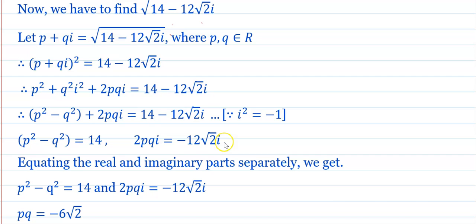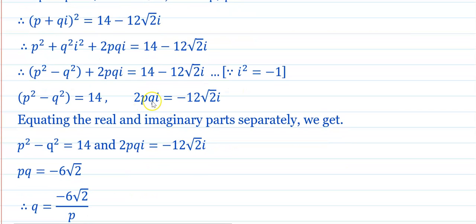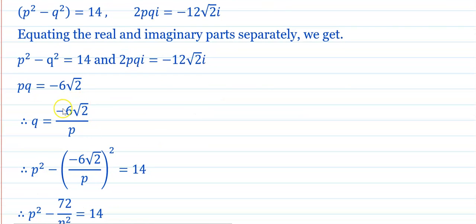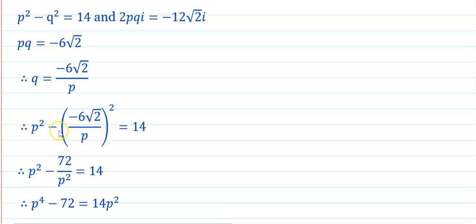2 i get cancelled on both sides, and hence the 2pqi minus 12 root 2i हे किती होणार? तर divided by 12 divided by 2 आणि i कट होणार. Therefore pq is equals to minus 6 root 2, and hence q is equals to minus 6 root 2 upon p. Substitute the value of this q in this equation. P square minus q square is equals to 14. Therefore p square minus in bracket minus 6 root 2 upon p bracket square is equals to 14.